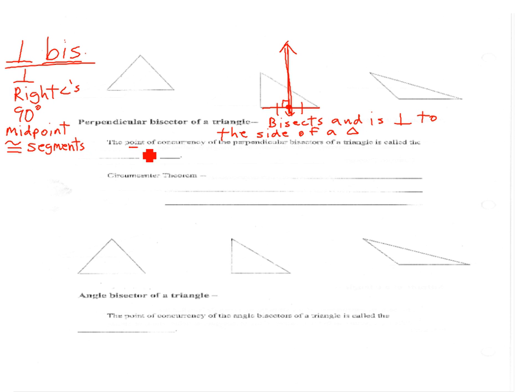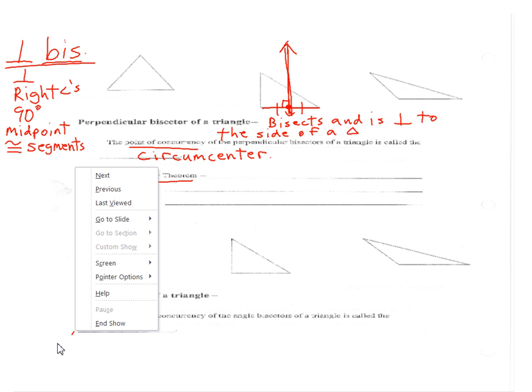The point of concurrency, where all those perpendicular bisectors meet for any triangle, is called the circumcenter. Circumcenter. And that's going to be important for this theorem when we get back to it here in a second. It's called the circumcenter.